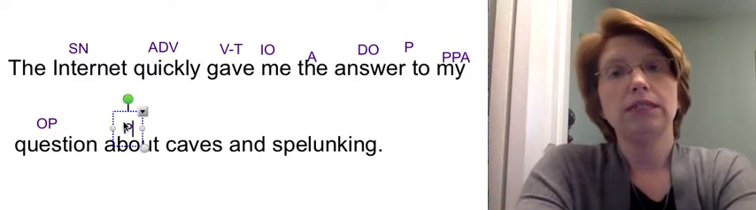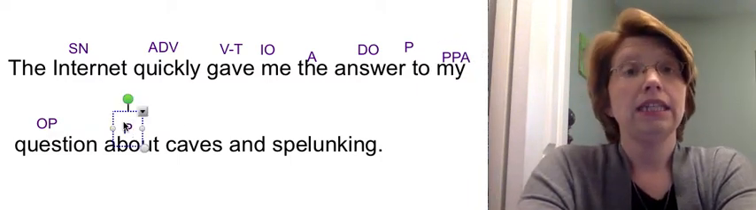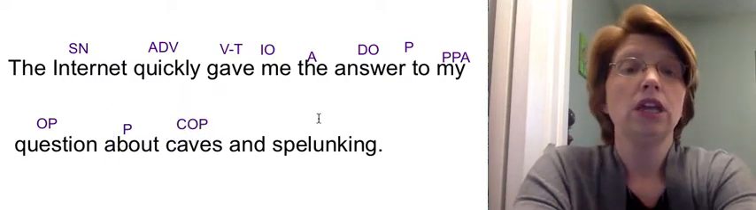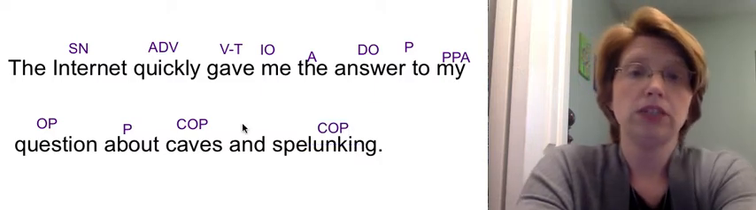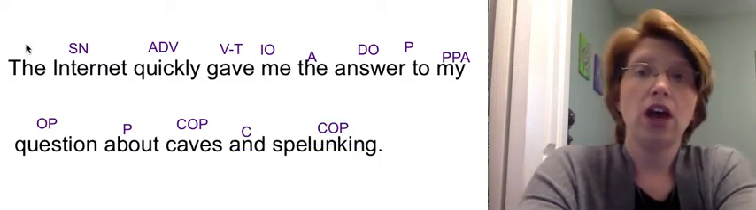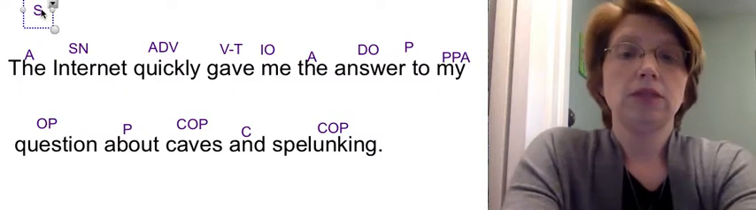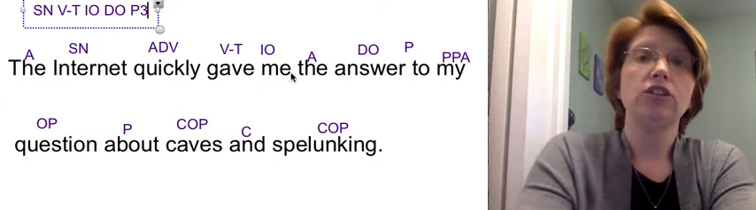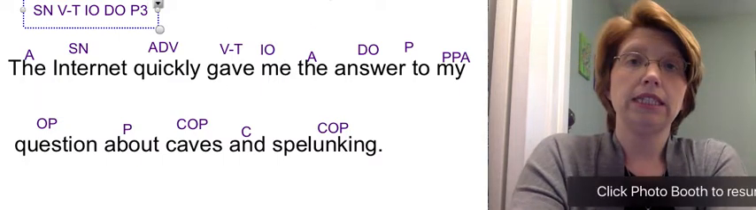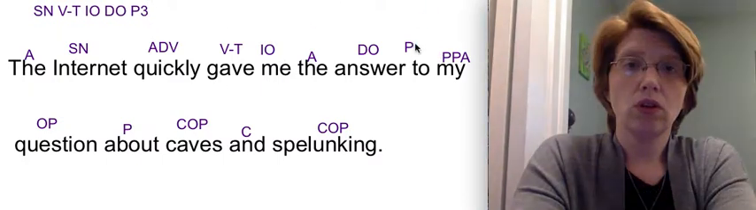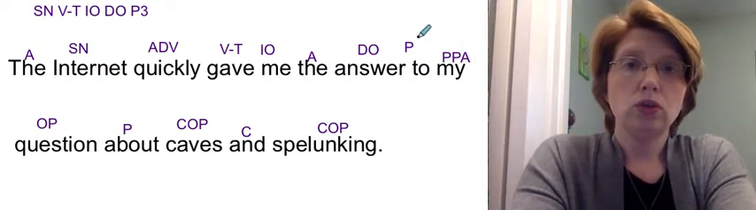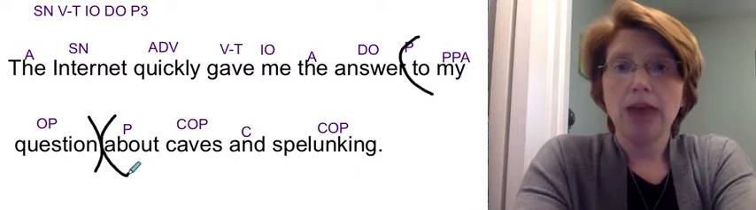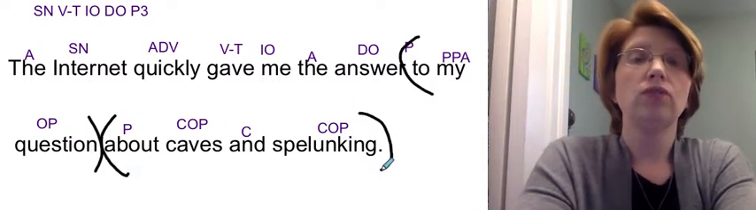About, preposition. About what? Caves and spelunking, compound object of the preposition. And, conjunction. The, article adjective. Subject, noun, verb transitive, indirect object, direct object, pattern 3, check. Verb transitive, check again. To my question, prepositional phrase. About caves and spelunking, prepositional phrase.